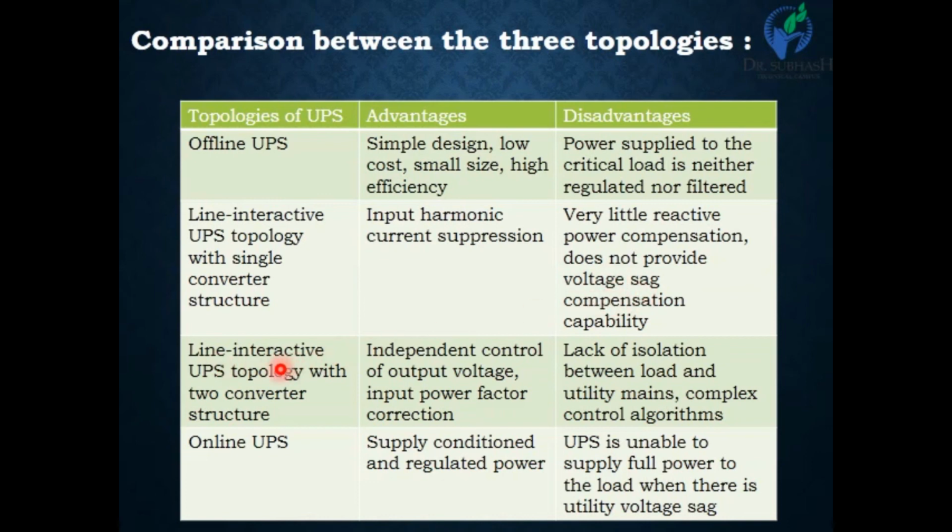Line interactive UPS topology with two converter structure. It has high power factor correction and the output voltage is pure, but due to lack of isolation between the load and the main system, it is complex in its algorithm system. Online UPS is the most useful and widely available in industrial systems. The supply provided by the online UPS is filtered and regulated power supply. It is very costly, and it provides protection from all types of power problems.